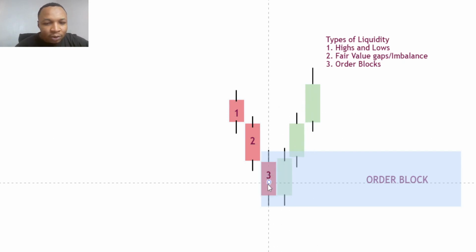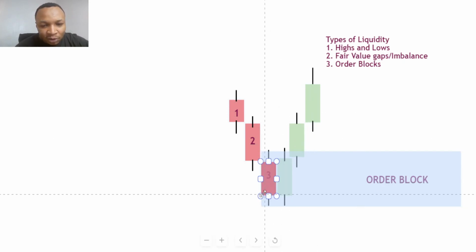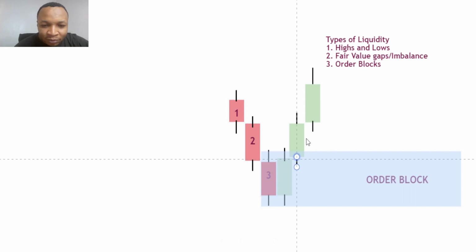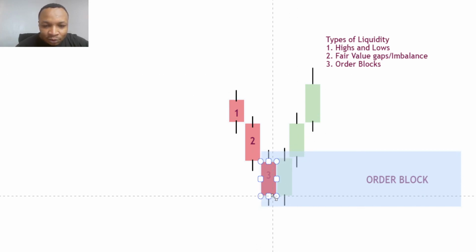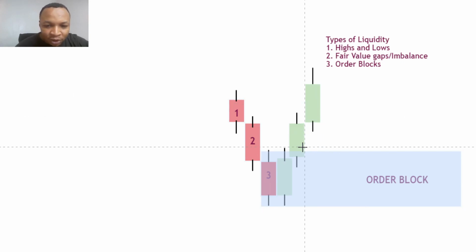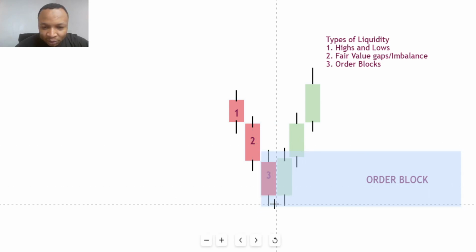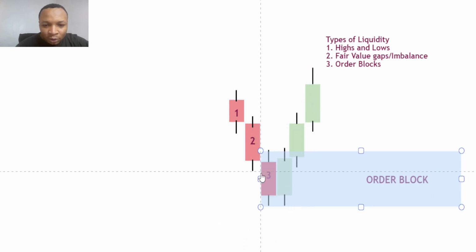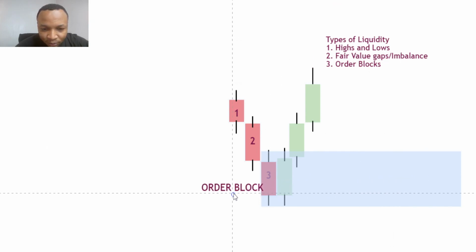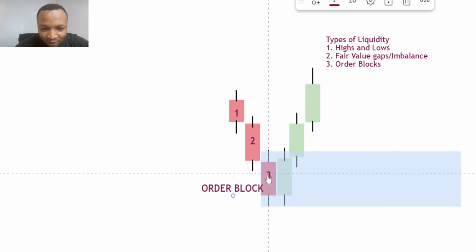to the upside. So you can also identify an order block as the last sell candle before a violent buy move, before a buy trend. The last sell candle before a buy trend is an order block. This is in the buy direction. We're going to give you an illustration for the sell direction. But for this buy direction, the last sell candle before the buy trend is called the order block. So this sell candle right here is the order block.